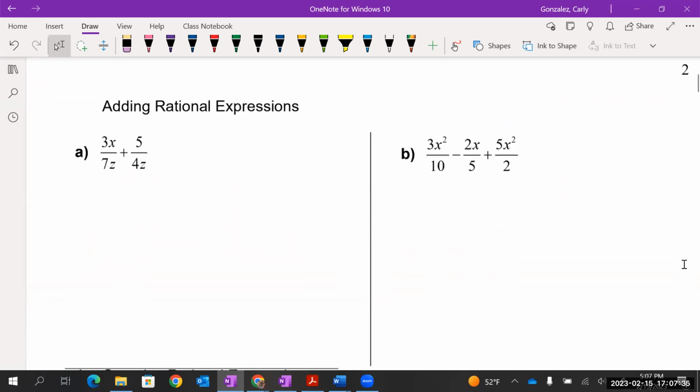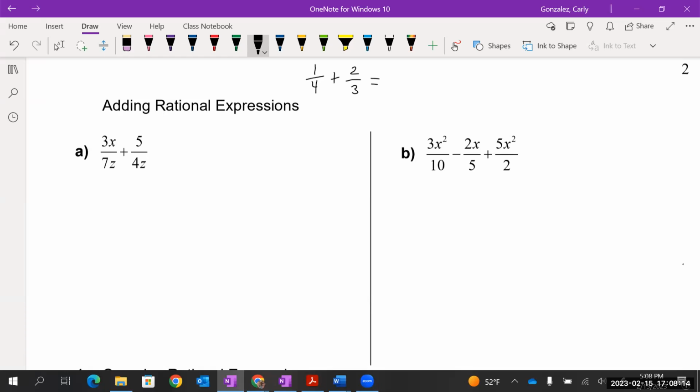Okay, now we're going to get into adding rational expressions. So remember, when we have two fractions to add, we need common denominators. So let's look at something like 1/4 plus 2/3. So we need something where both 4 goes into a number and 3 goes into that same number.